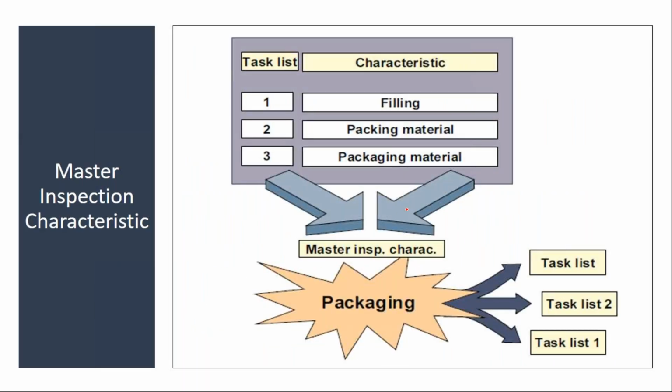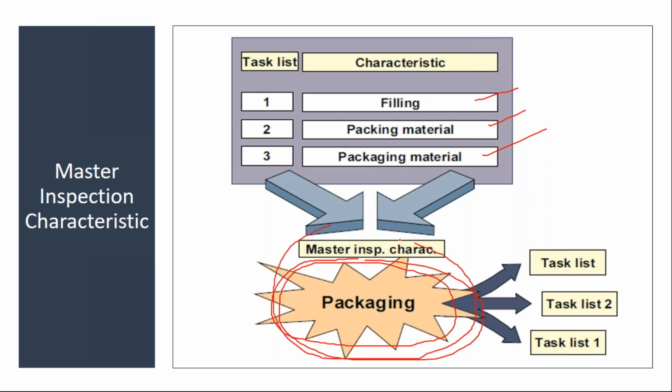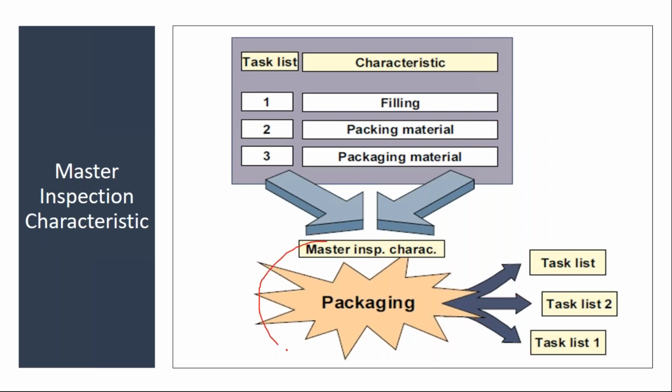Okay, so let's say you have different materials and you want to check the packaging of a material. Instead of creating different MICs, different characteristics for each material separately, you will create a common master inspection characteristic and you will use that in the respective materials. Okay, so it's a common master one, basically.